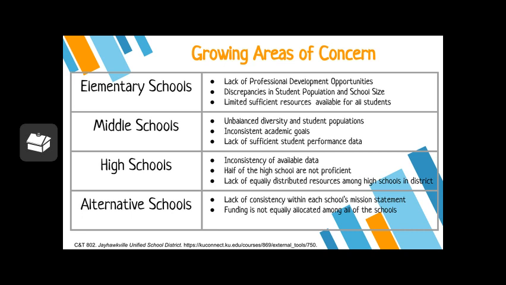In the high schools, there is inconsistency of available data. Half of the high schools are also not proficient. There is also a lack of equally distributed resources among high schools in the district. The alternative schools have a lack of consistency within each school's mission statement, and also funding is not equally allocated among all of the schools.